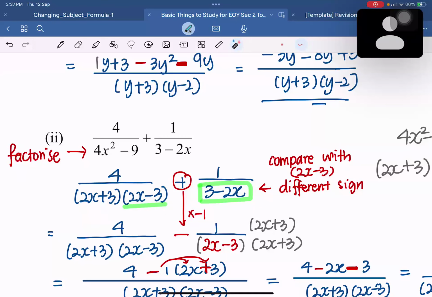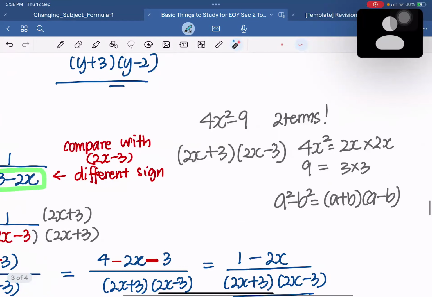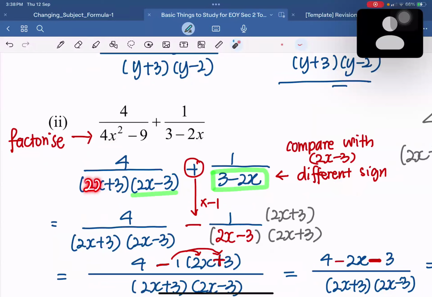So in this case, in exam, you don't need to write so much working. I write the working to show you all, okay? But if you can recognize it straight away, 4 is 2x times 2x gives you 4x squared. Then 9 is 3 times -3 to give you -9. So 2x plus 3, 2x minus 3. Then the next part of the problem, let's highlight and take a look.